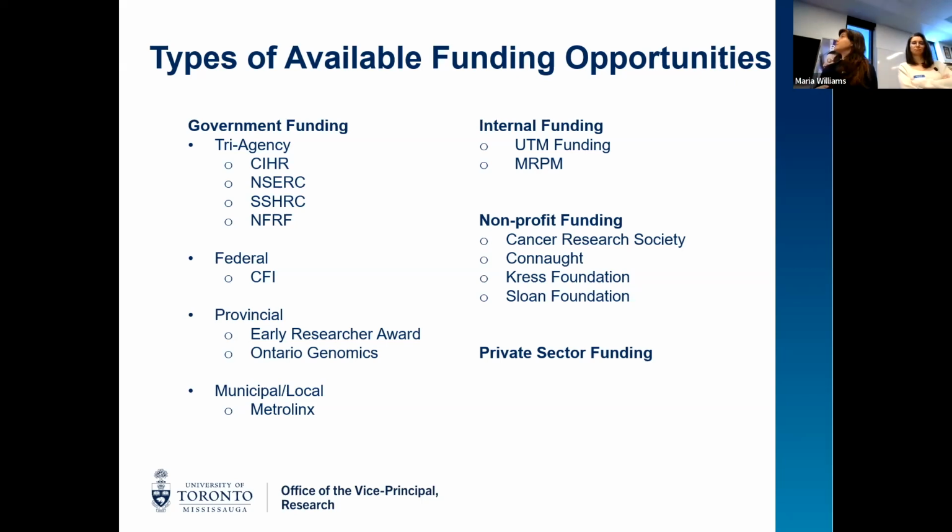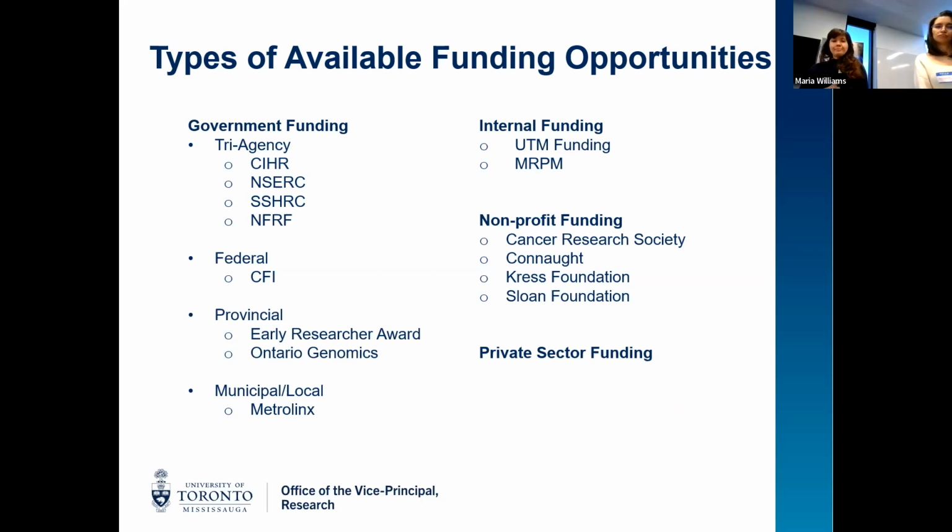So the one that's most common is tri-agency funding, and the tri-agency is made up of CIHR, NSERC, and SSHRC, and we will go over those in more detail in the next slides. There are also joint tri-agency programs, such as the New Frontiers in Research Fund, or NFRF. There are other federal agencies, such as CFI. And then there are the provincial funding sources, such as the Early Researcher Award and the Ontario Genomics funding sources. Funding can also come from the municipal level. So some researchers hold funding through Metrolinx.